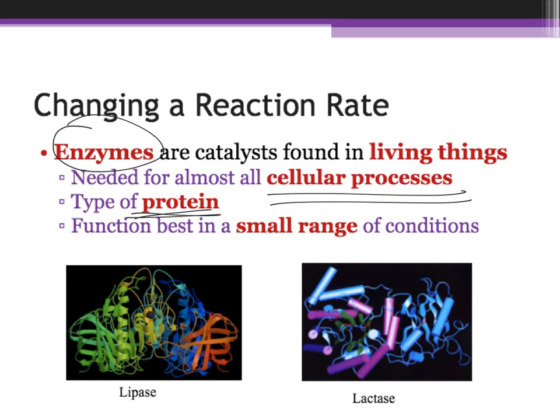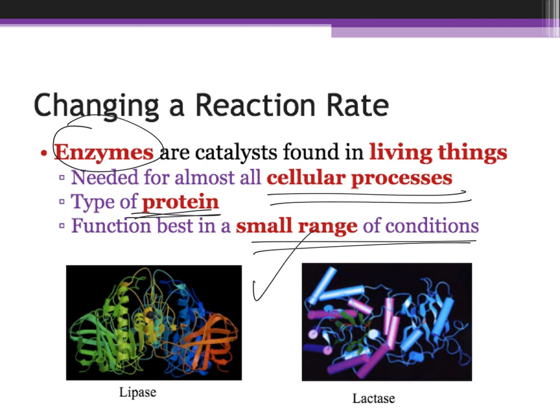And they function best in a small range of conditions. That means each enzyme has an optimal temperature that it works at. It has an optimal pH range that it works at. The enzymes in our stomach are designed to work in a very acidic environment and probably wouldn't function in our blood or different places, and vice versa. If we took enzymes that didn't belong in our stomach, they would probably unravel and not be able to work because that pH wasn't in their particular small range of conditions that allows them to work.